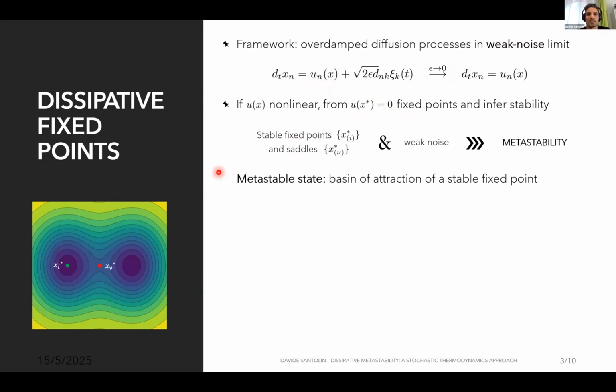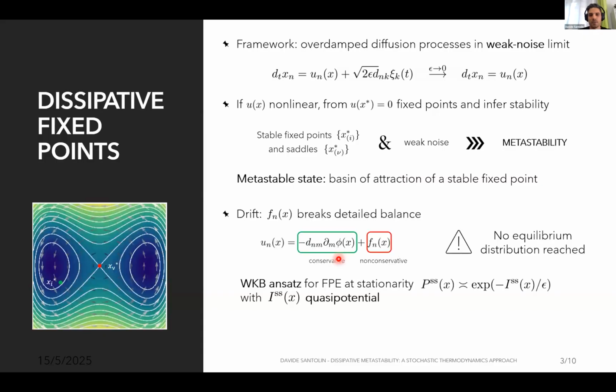And the system is actually metastable when it shows a stable fixed point separated by a saddle. And in the presence of weak noise, we can observe, in the long time limit, a transition between metastable states. And for us, a metastable state will be the basin of attraction of a stable fixed point. For this reason, a transition will be a path connecting a stable fixed point to a saddle, because what comes after is just a deterministic relaxation into another metastable state.